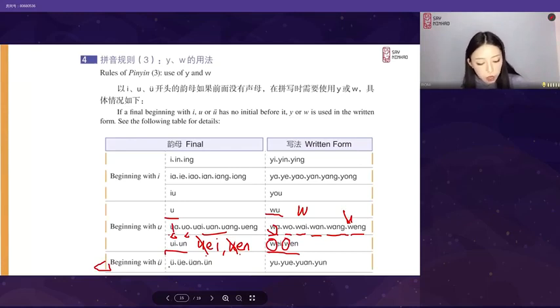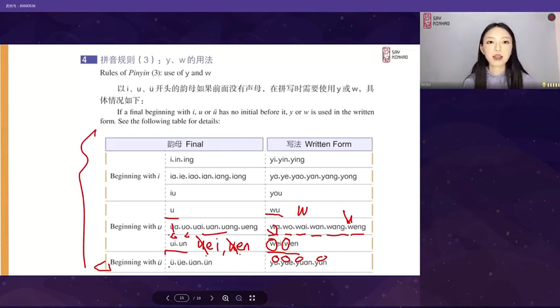For yu, yuan, yuan, yun, these four finals, we will put the initial E before it, and you see, we remove the two dots, okay? So it will be easier for you to remember the rules for it. But if you cannot remember the rules, I said, you can just try to recite the table here, okay? Now, let's move on to next part.